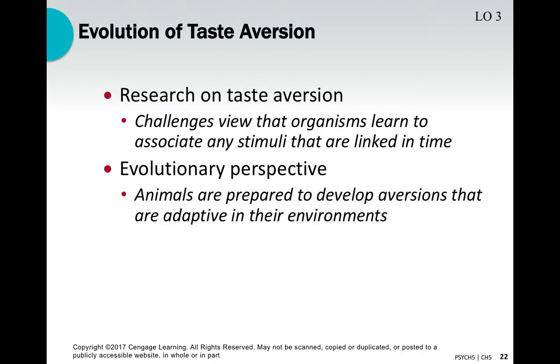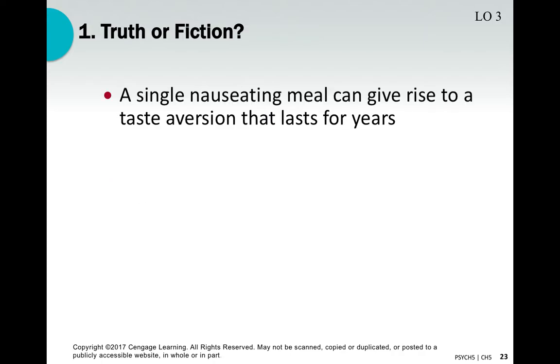And again, there's a reason behind this. It's an evolutionary purpose. It helps us survive by avoiding consuming things that might do us harm. So truth or fiction, a single nauseating meal can give rise to taste aversion that lasts for years. What do you think? True or false? Pause the video. Welcome back. It is in fact true.